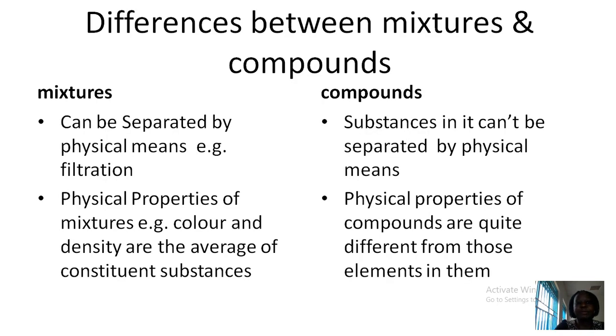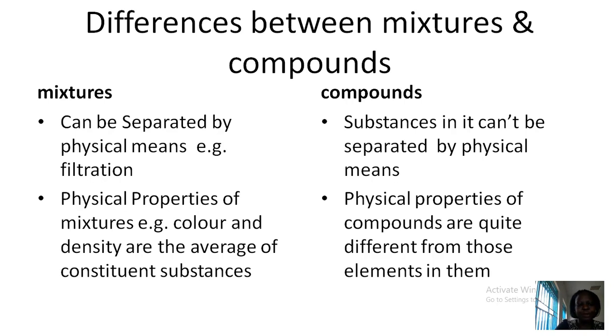So what are some of the differences between mixtures and compounds? Mixtures can be separated by physical means, for example, filtration, by magnetization, whereas compounds cannot be separated by physical means. You cannot get a compound and then separate it by simply sorting. For example, I cannot separate a compound of iron and sulfur by sorting.